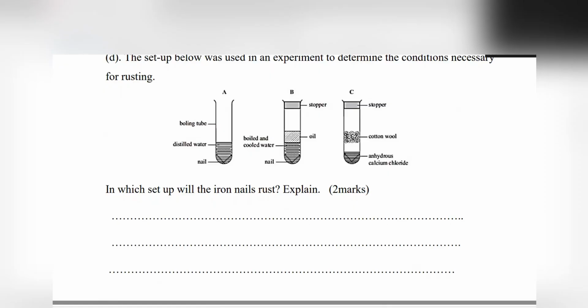You expect the nails in setup A to rust. So the question is, in which setup will the iron nails rust? Explain. Of course, that is setup A. Why? If you look at setup A, distilled water contains oxygen, and of course water is there, and therefore we can say both water and oxygen are present.